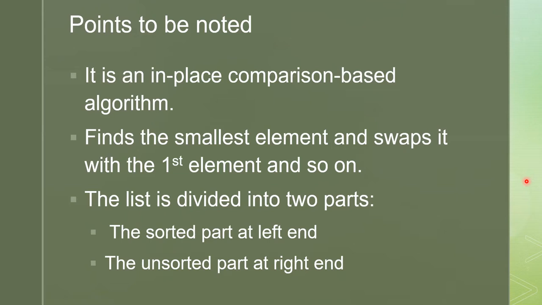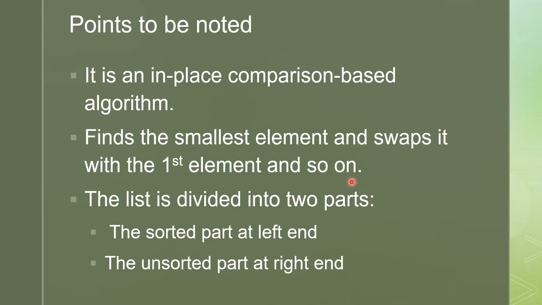It is an in-place comparison based algorithm. That means it will have elements in the array where you have the index values. The index values will be checked and stored into the variables, and then it will compare the elements, and if the condition is true, it has to swap based on the index values, that is the place values. Find the smallest element and swap it with the first element, and so on.